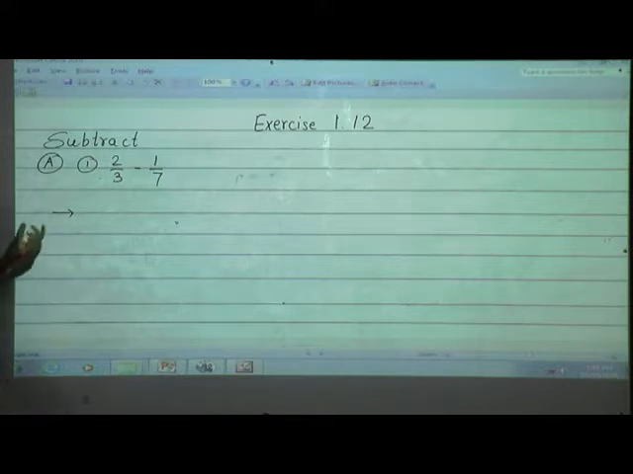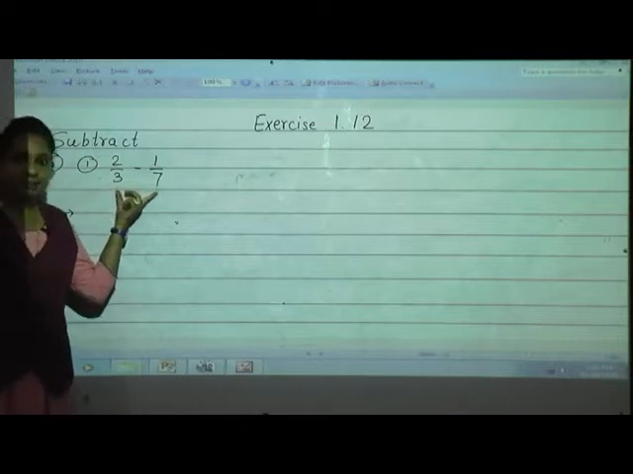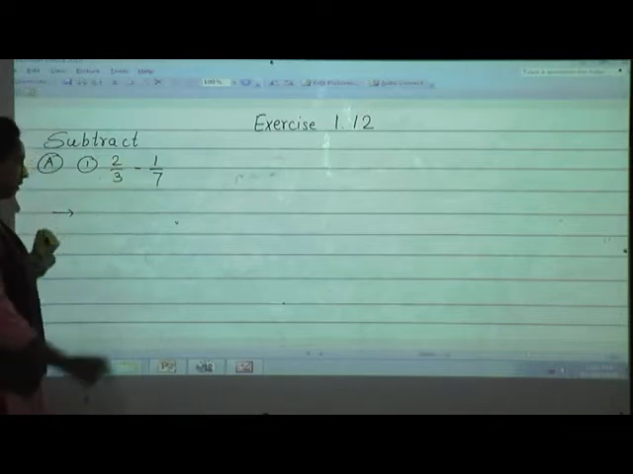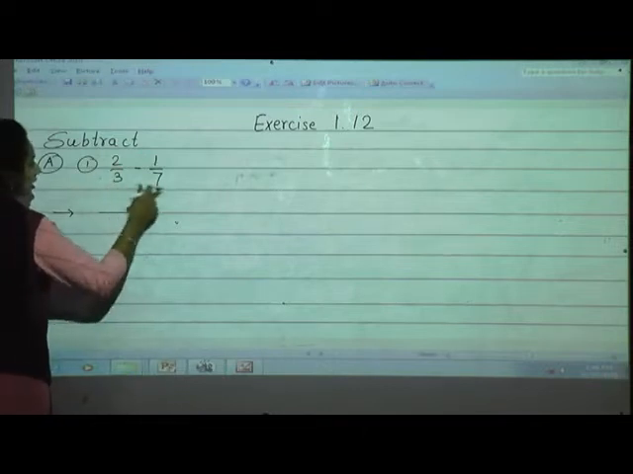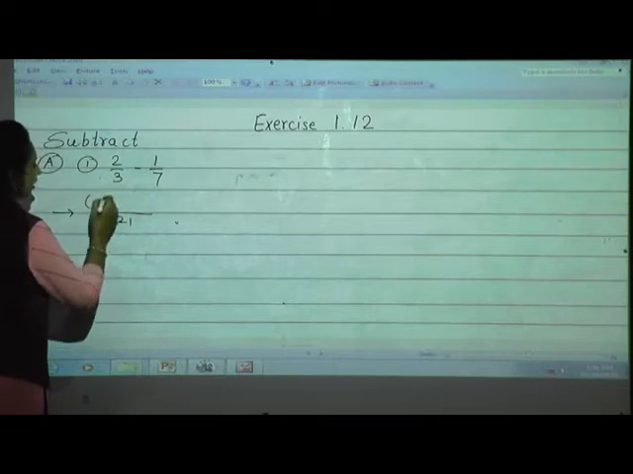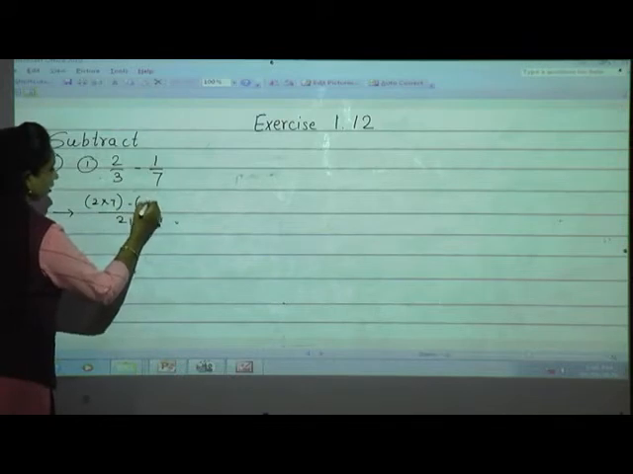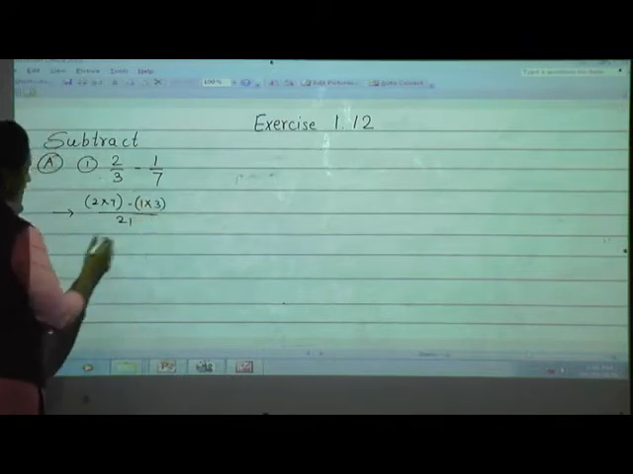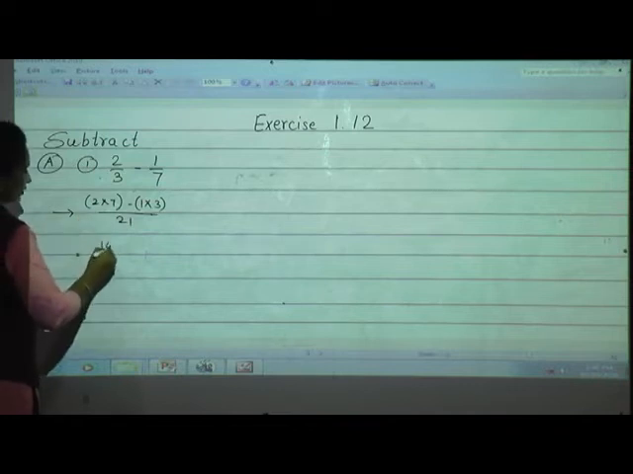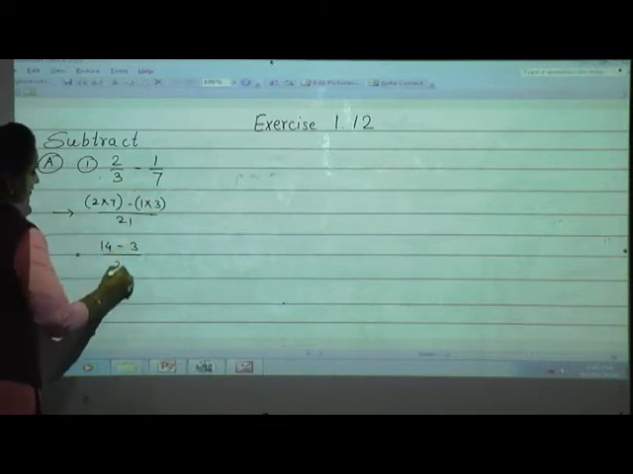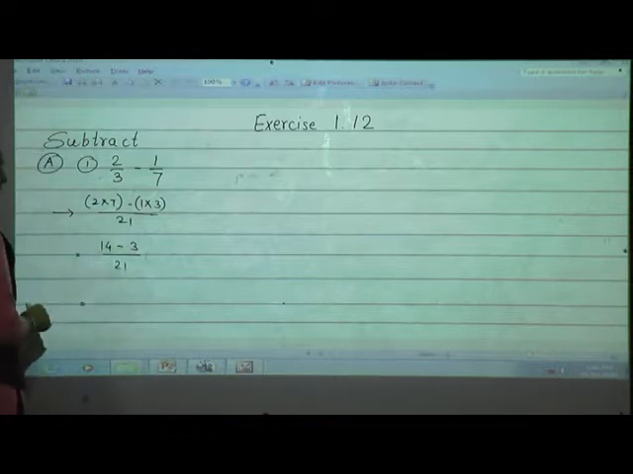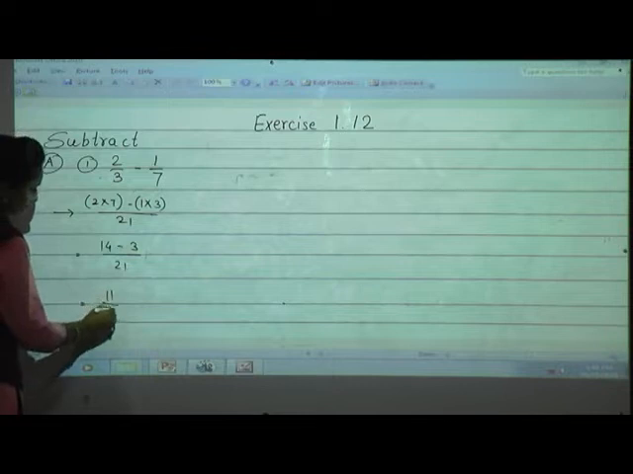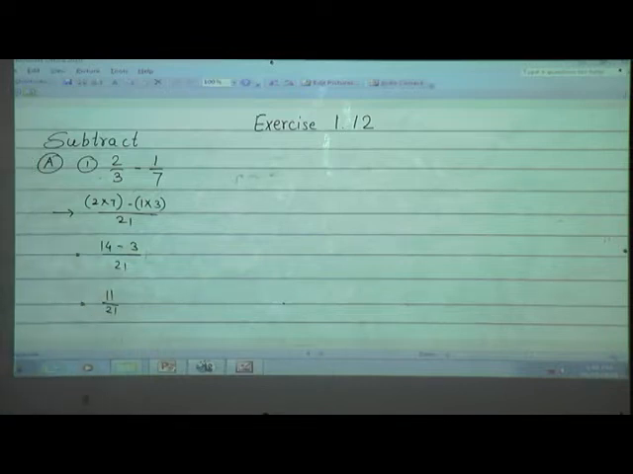Now what is the first step? We have to find the LCM. What is the shortcut of LCM? Multiply the denominators, then cross multiplication. Denominators are 3 7s are 21. Then cross multiplication, 2 multiplied by 7 minus 1 multiplied by 3. See, 2 7s are 14 minus 1 3s are 3 divided by 21. 14 minus 3 is 11 divided by 21. So this is the answer. Clear? Yes.